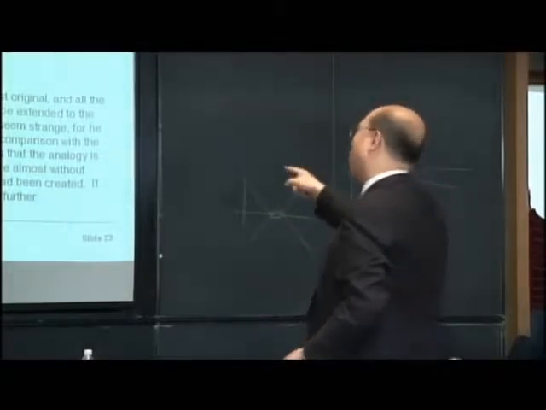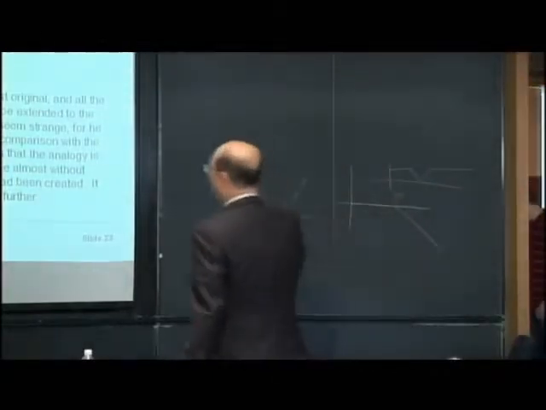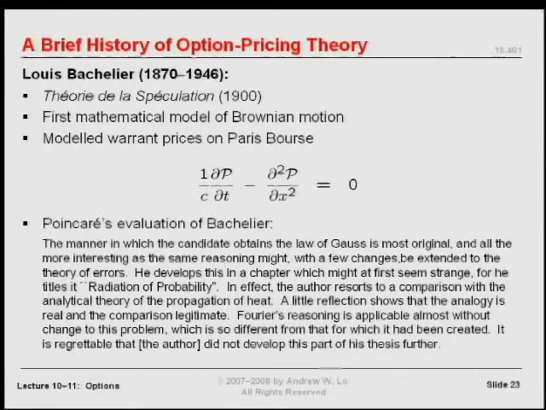And this is what Poincaré wrote about Bachelier. He said that the manner in which the candidate obtains the law of Gauss is most original, and all the more interesting as the same reasoning might, with a few changes, be extended to the theory of errors. He develops this in a chapter which might at first seem strange, for he titles it Radiation of Probability. In effect, the author resorts to a comparison with the analytical theory of the propagation of heat.